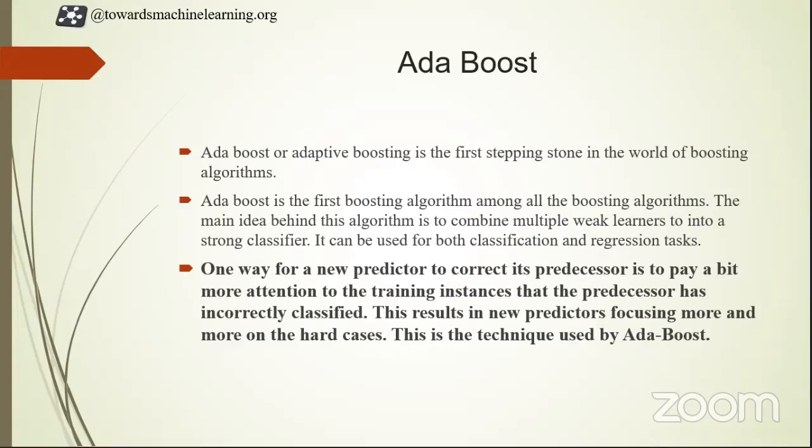As I told you, the whole of boosting is based on the idea that the weakness of the first model is passed to the second model, and then the weakness of the second is passed to the third, and so on up to n models. Following this approach, AdaBoost assigns more weight to the incorrectly classified samples and less weight to the correctly classified samples. This results in a new predictor focusing more and more on the hard cases. This technique is used by AdaBoost.